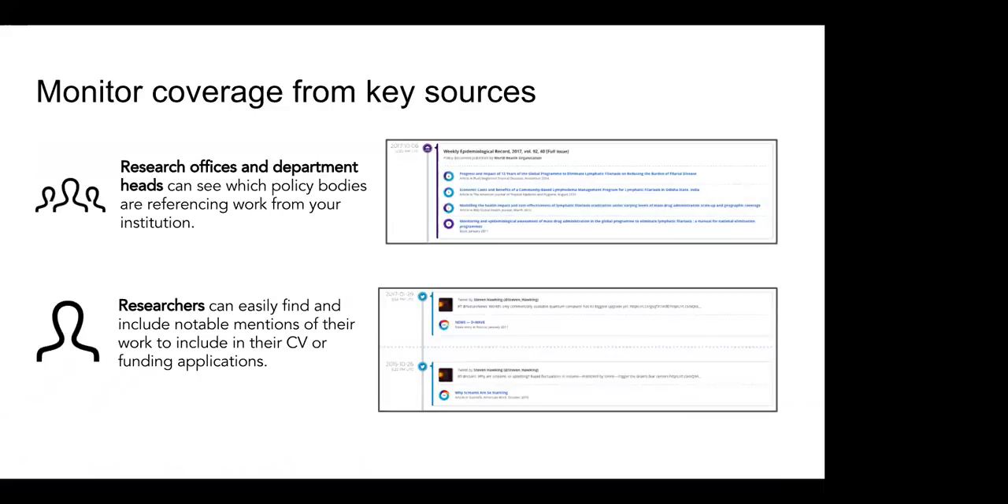And then perhaps if you're in the research office or a department head, you can get a quick and easy understanding of which policy bodies are referencing work from your institution, what they're saying about it, in what context it is being included, and what other research is also referenced in the same policy document. So it can help you see, again, where you're having an influence and a reach. And although, of course, this is an impact in itself, it is perhaps an indicator of the early stages of something that might lead to a real tangible, real world impact.